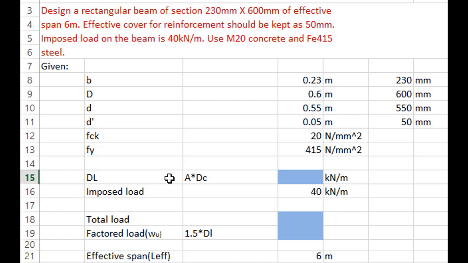Now we have to calculate the dead load. We have to carry out the load calculations. So first thing is we have to calculate the dead load. As we know, dead load is nothing but the area into density of concrete. So area is again breadth into depth of the size of the beam, which is equal to 0.23 meter, which is B, into capital D, which is 0.6 meter, into the density of concrete, which is 25. So we will multiply this, get the value of 3.45 kN per meter.